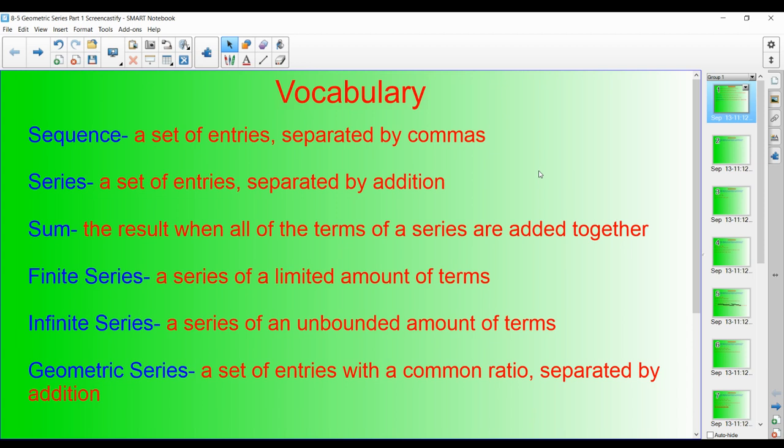Hi everyone. Today I'm going to show you the proof of how to find the sum of a geometric series. A geometric series is a set of entries with a common ratio separated by addition. So it's the addition of a geometric sequence. The terms are going to go up by multiplication. We can multiply by a fraction to make them smaller. But let's see how the proof works.